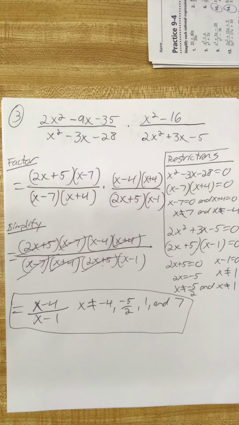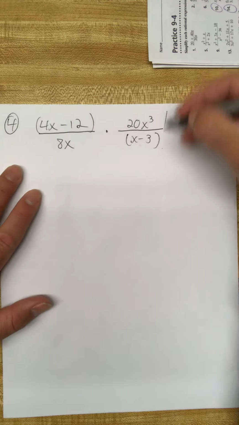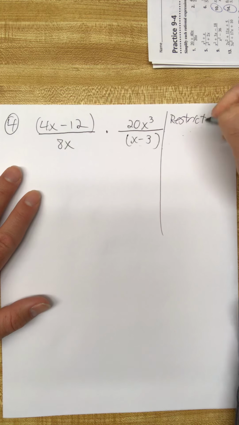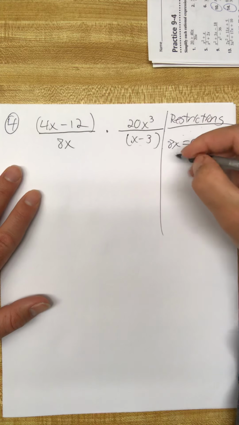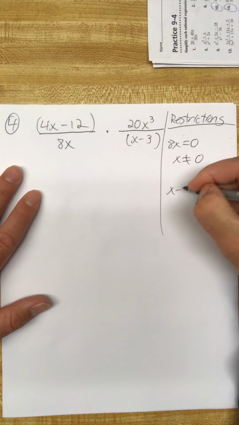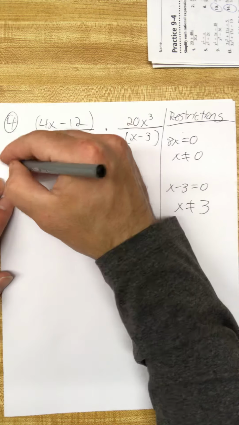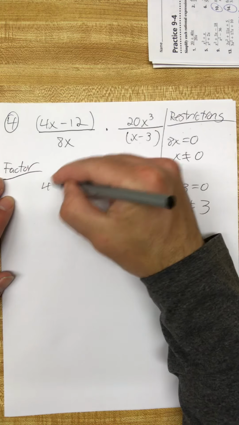All right, so those were the 3 big ones. One short one I still want to do with you guys. You'll definitely see something like this on the quiz then. All right, but again, the most important part is always getting those restrictions first. So we'll do 8x equals 0. So that just means x cannot equal 0. X minus 3 equals 0. X cannot equal 3. Not much factoring here. The only thing is factor out a 4 up here.